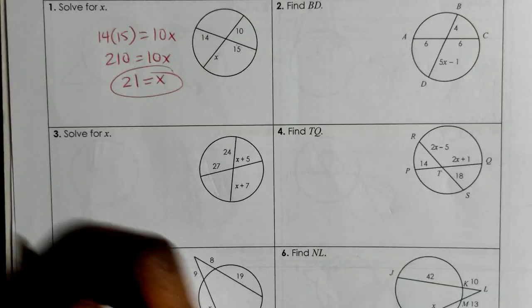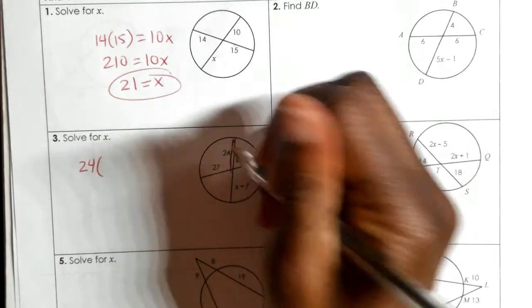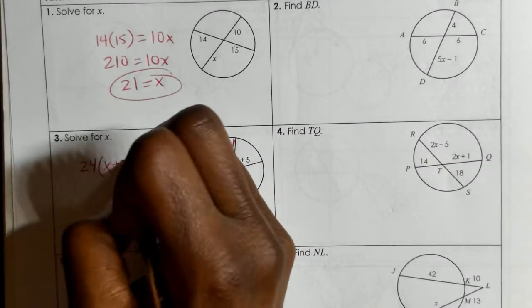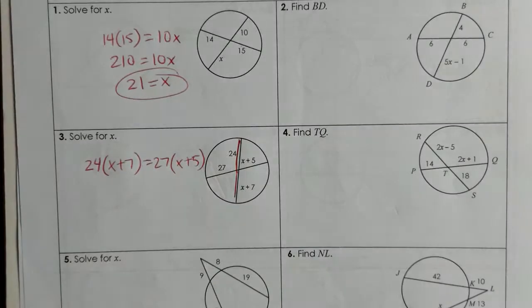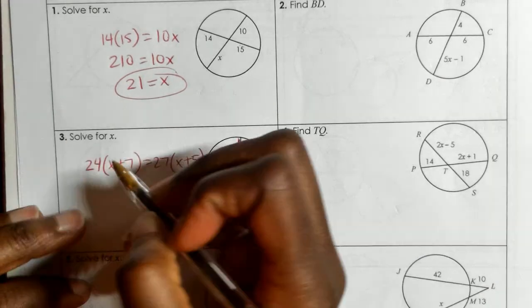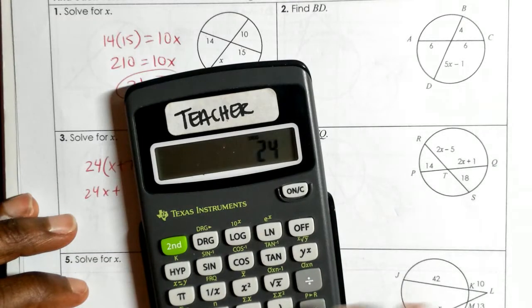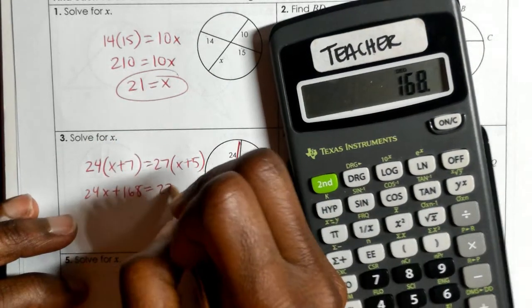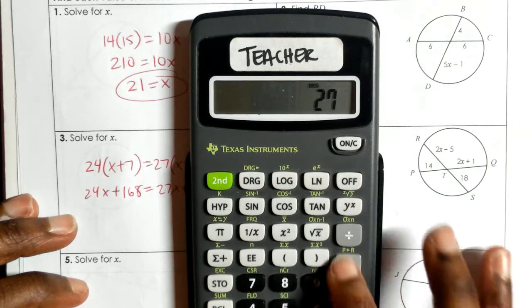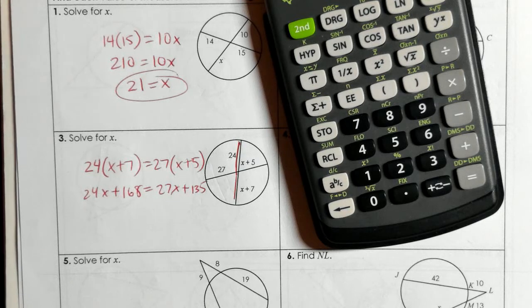Okay, doing number 3. 24 is on the same line as this, so 24 goes here, and then x plus 7. Okay, so remember with the parentheses you have to distribute the number outside to both of the terms inside. So 24x plus 24 times 7 is going to give us 168. 27 times 5 is 135. And then we can solve the algebra.